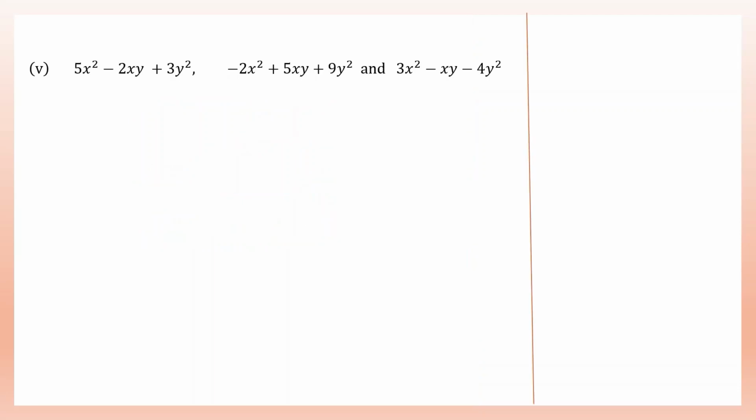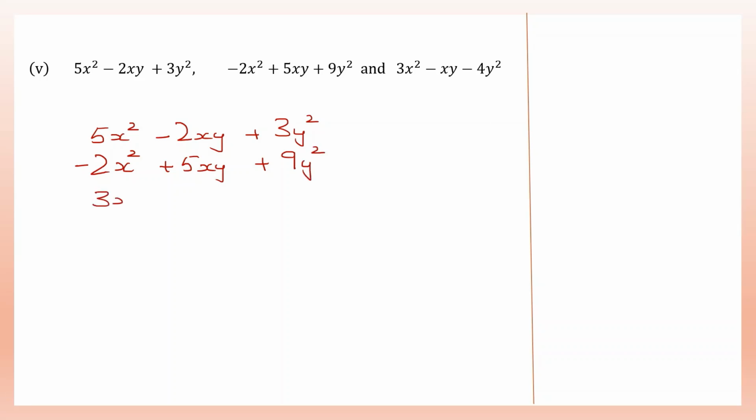Fifth one, 5x square minus 2xy plus 3y square. Next one, minus 2x square plus 5xy plus 9y square. Third expression, 3x square minus xy minus 4y square.